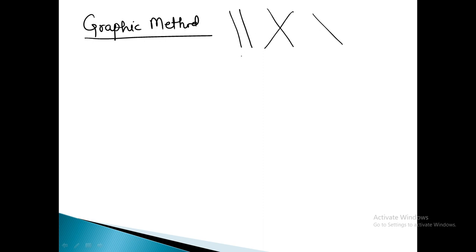If two lines are parallel, that means it has no solution. If the two lines intersect, that means it has a unique solution. And if only one line is drawn for both equations, that means it has many solutions.